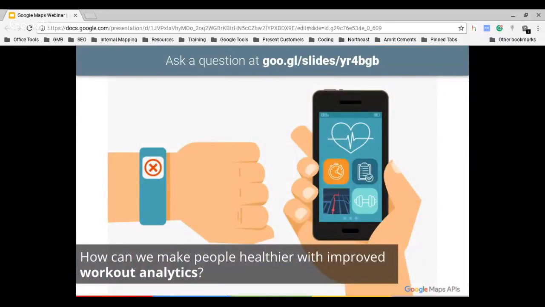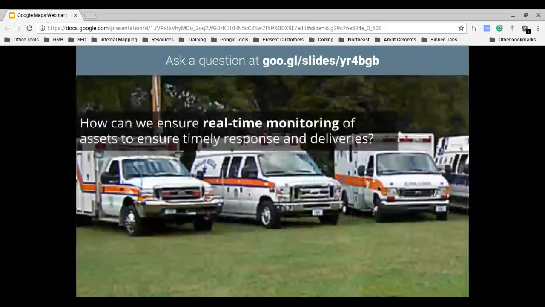Then we have how can we make people healthier with improved workout analytics. So how can we show them what was the path that they covered today morning, right, in their run, and how can we make it more interesting for them to achieve new milestones, right? How can we help our athletes make the most out of their applications, right? So this is about workout analytics and personal tracking, the kind of industry that Strava is in, right?